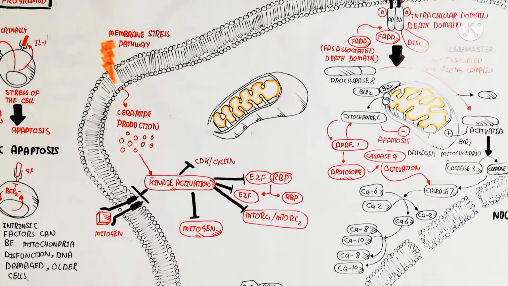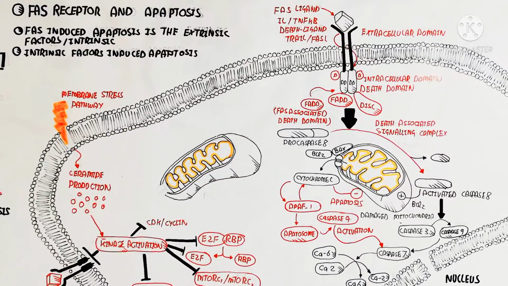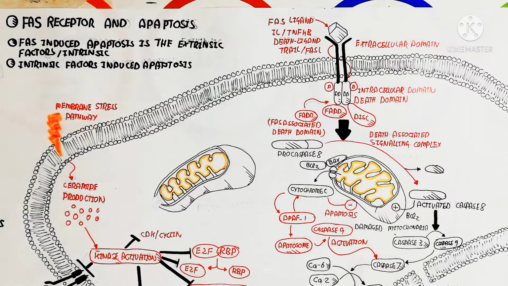So that means mTOR C1 and C2 will also be inhibited, and the mitogen will inhibit apoptosis. Thanks.